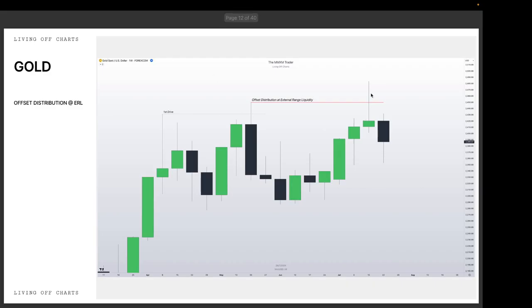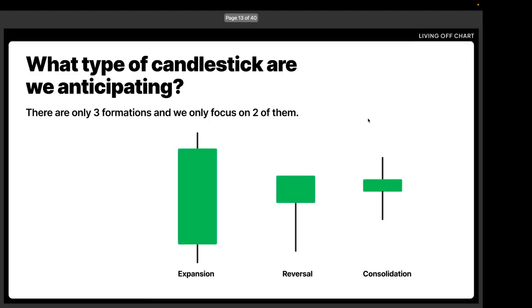So let's go back here. Over here, we can see this candle that runs into the third drive here. We could be anticipating a reversal. Now, what do candle formations look like? We have three candle formations. We have an expansion here. So this is a bearish expansion. This would be a bullish expansion. We have a reversal and we have a consolidation.